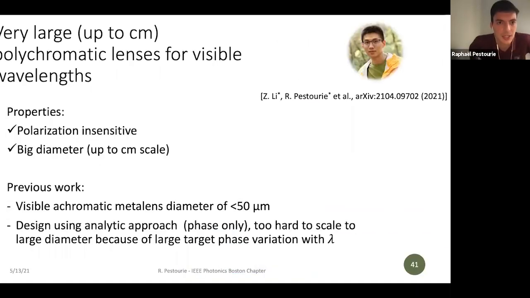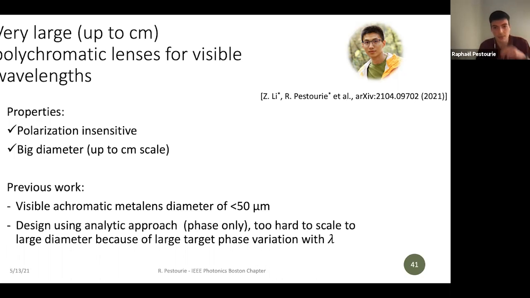And this is another application I'm very excited about, and that we just posted on arXiv, that was done with my colleague Joey Lee and Federico Capasso at Harvard. And this is a very large polychromatic lens for visible wavelengths. So here the properties that we were targeting were polarization insensitivity and having a big diameter. And previous work for this type of application was very limited in diameter.